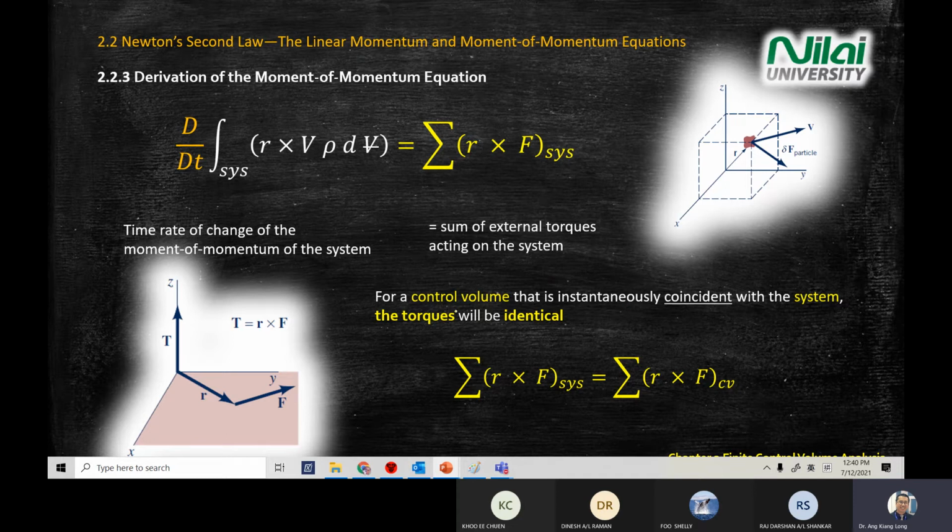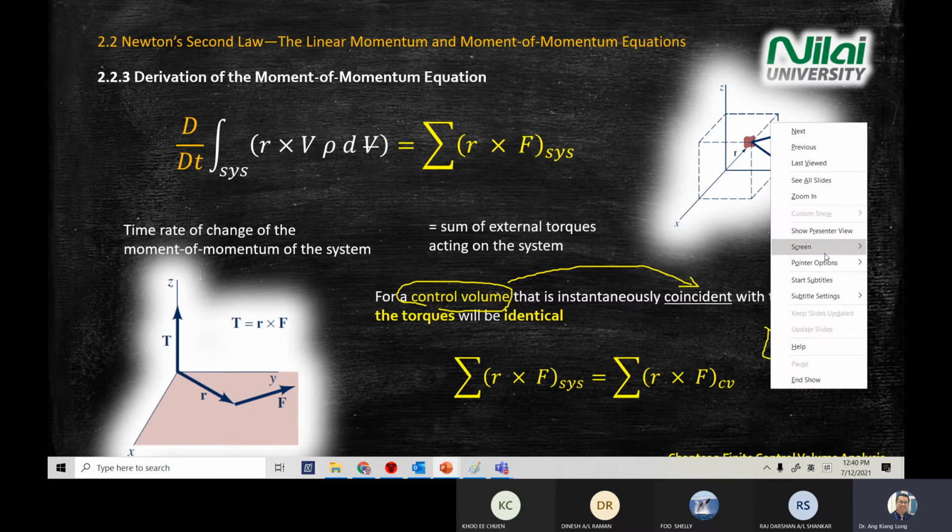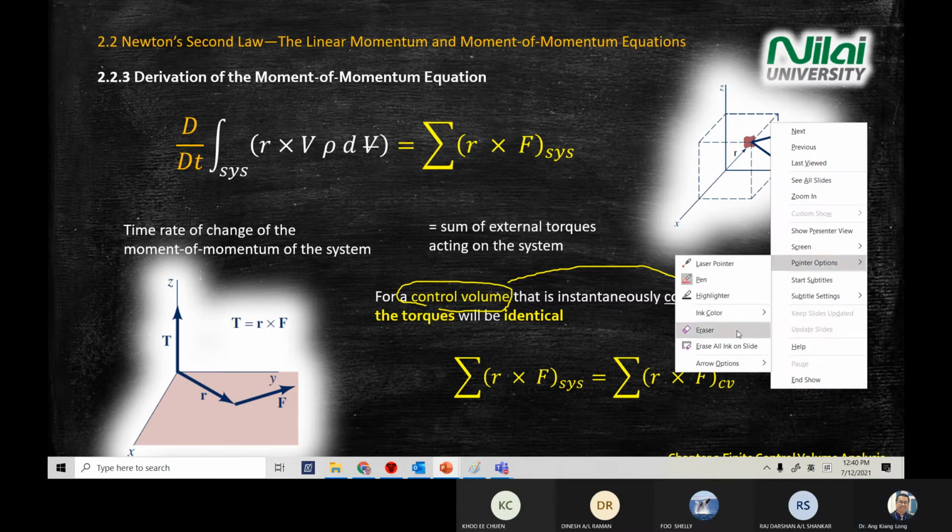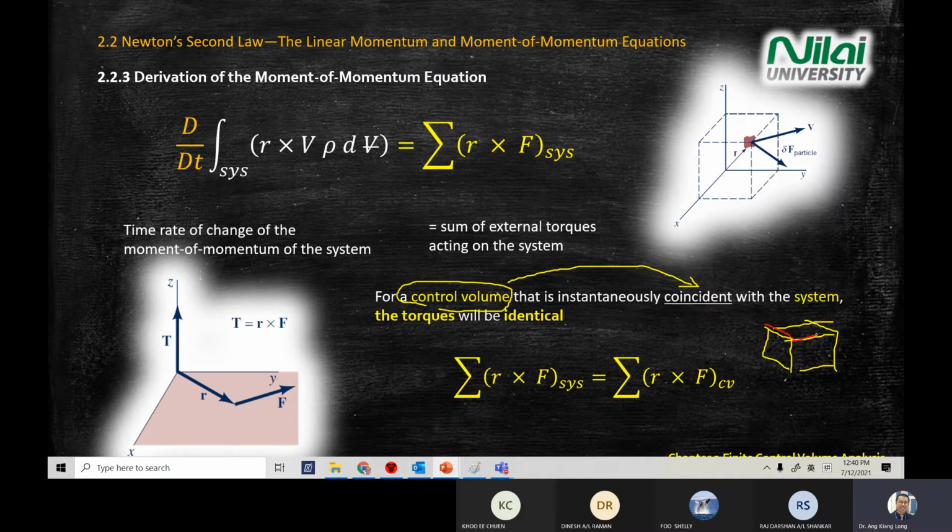We'll start to bring back what we learned previously. We are now looking at control volume. So we assume control volume coincident, which means keeping the same dimension as your system. Let's say the solid yellow line is your system, and when you analyze the problems, you have the analysis control volume the same as your system.